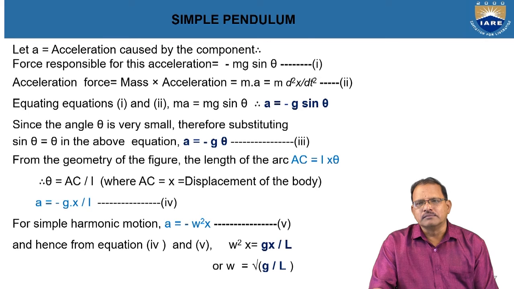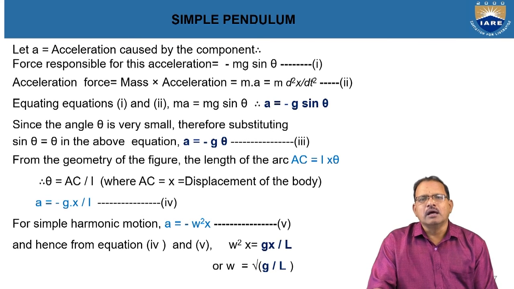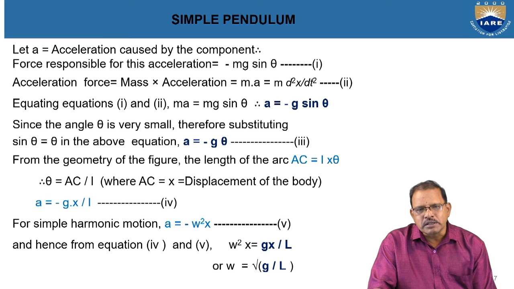From the geometry of the figure, the length of the arc AC is equal to L into theta, where theta represents the angle made by the string with the equilibrium position, or theta is equal to AC by L. Since AC represents the displacement of the vibrating body from its mean position, generally represented as x, hence A can be written as minus g x by L.